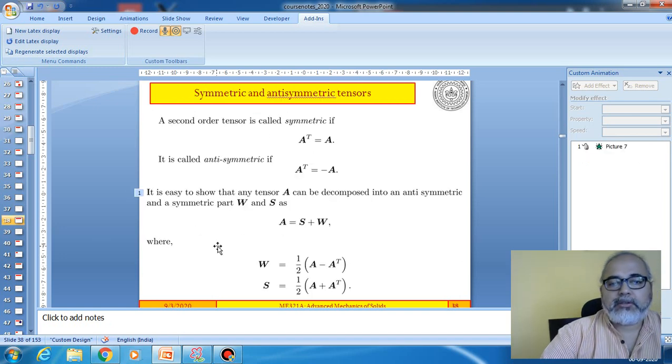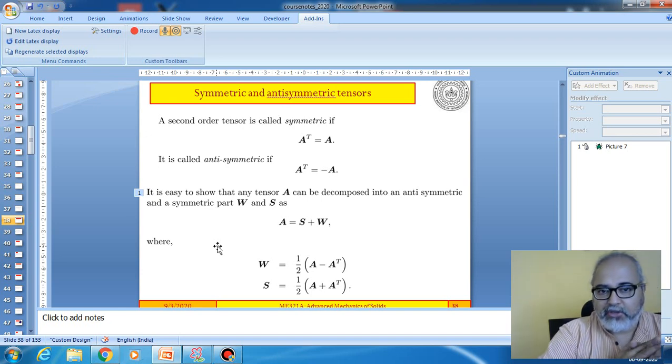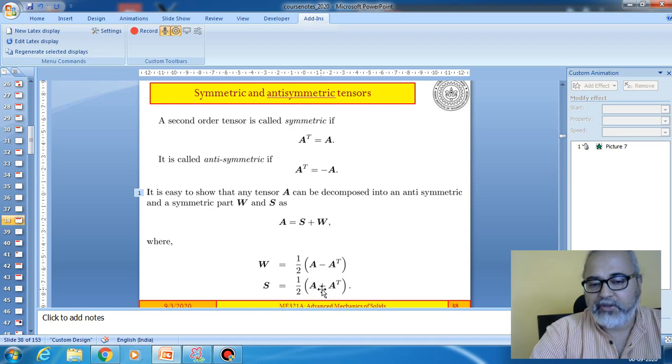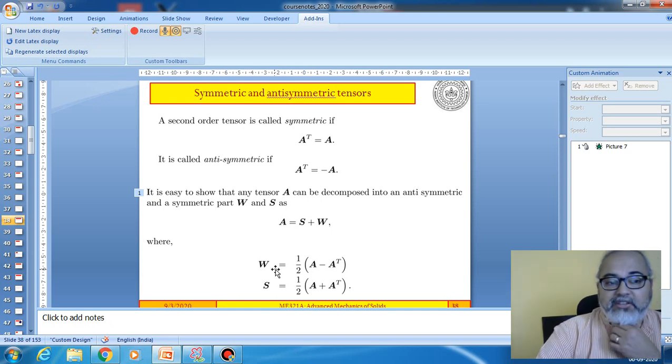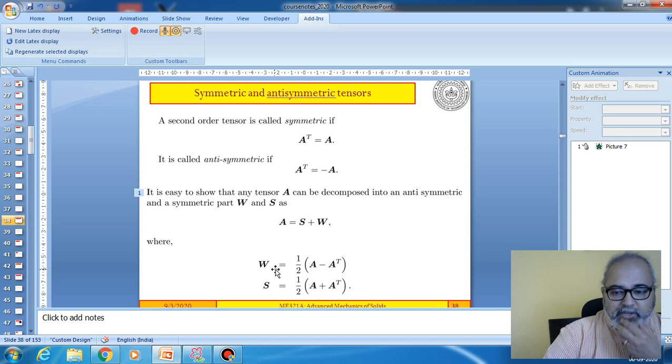The other important thing that I thought I should mention in this recapitulation exercise is that a second order tensor can be split into a symmetric and an anti-symmetric part, and this is how this is done. The symmetric part is half A plus A transpose, where A is the second order tensor that we are trying to split, and the anti-symmetric part is the remainder, so that the sum of these two is always the tensor itself. This is self-evident, but sometimes very useful. We'll use this many times.